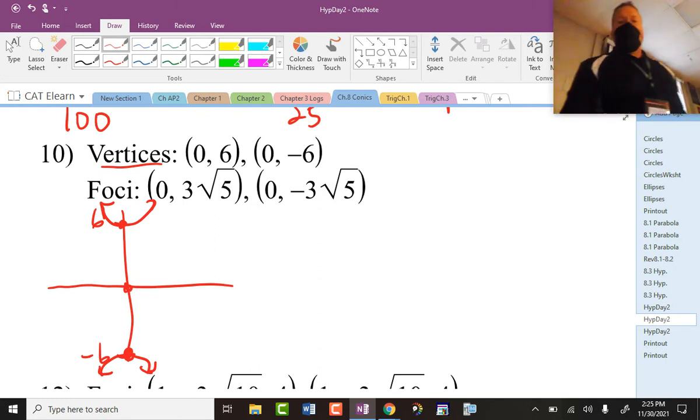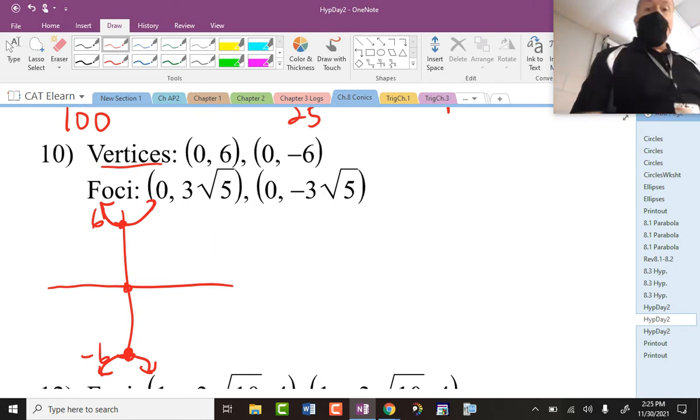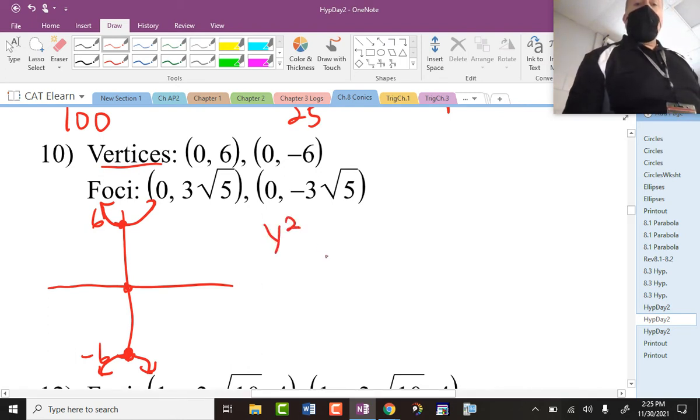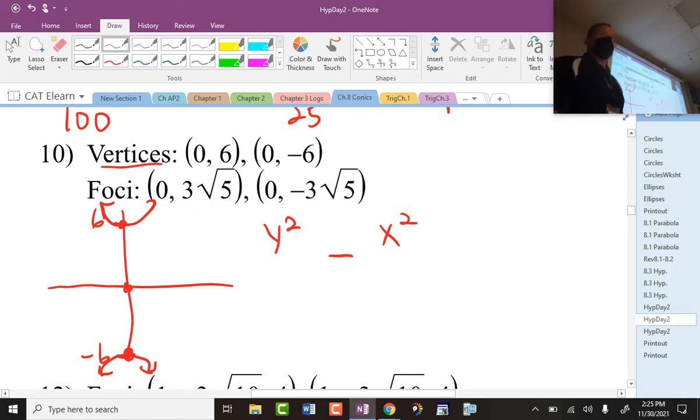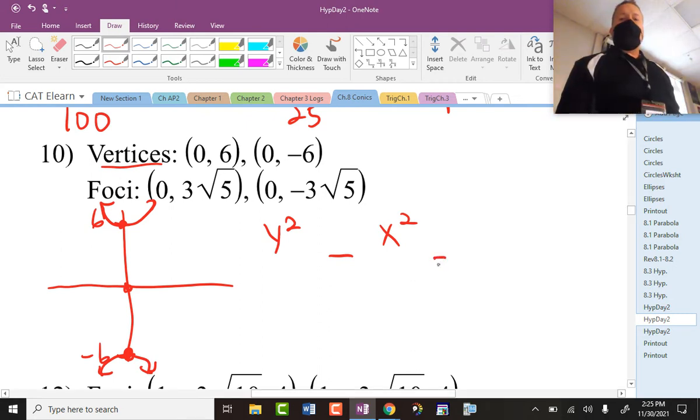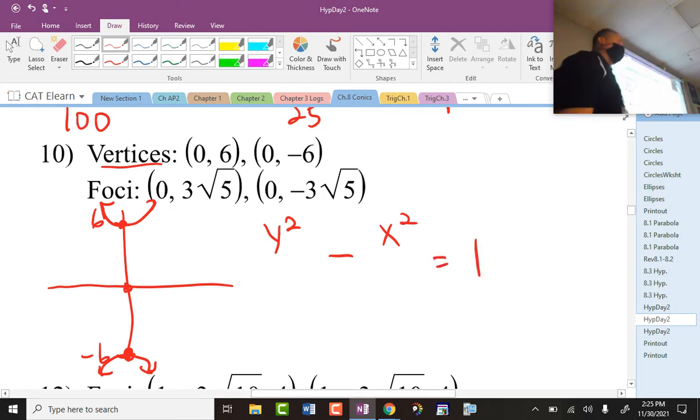So this is what we know. And this is worth a point. You've already told me that the center is 0, 0, and you've told me that it's a y squared minus an x squared just by the start of this. So you got 1 point by putting the y squared in the right position and the x squared in the right position.